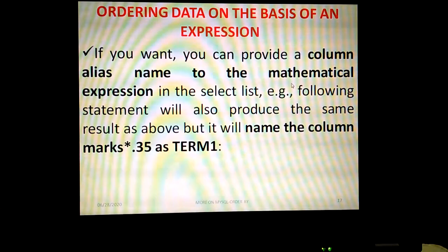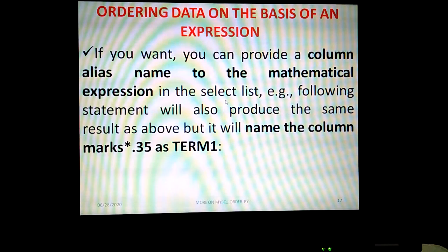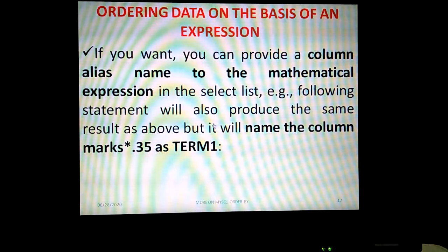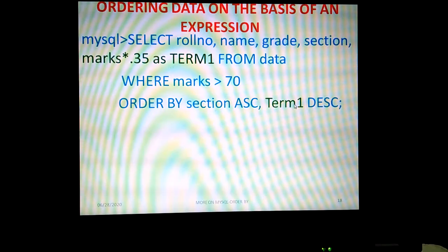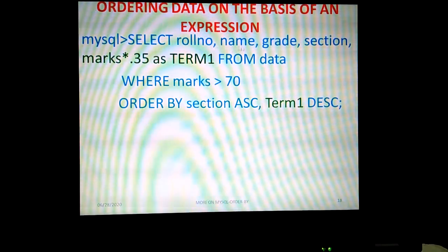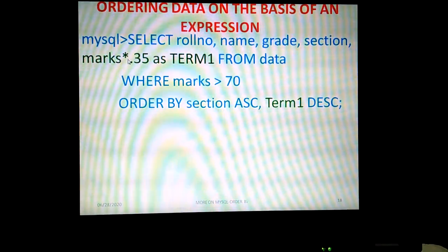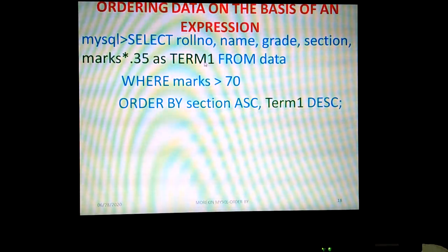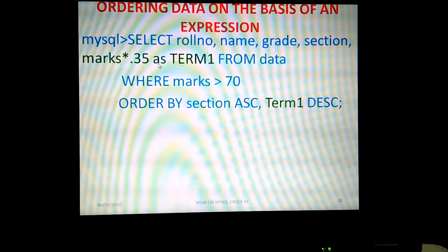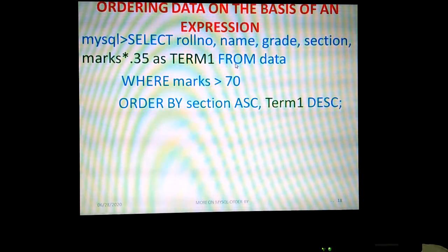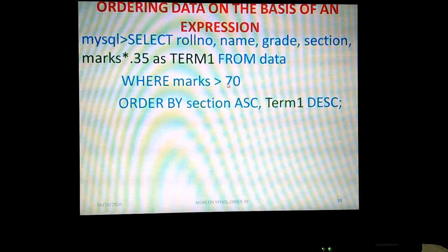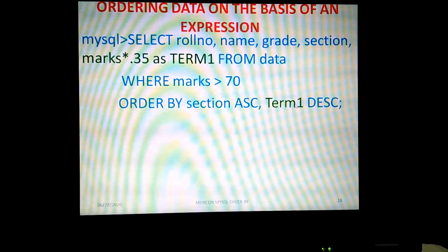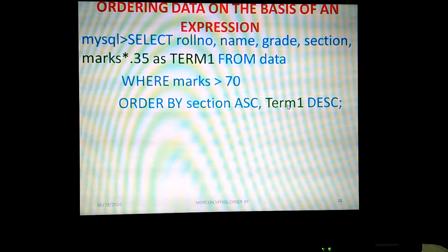For this mathematical expression, we can give an alternative name in the select list. By using the following example: select roll number, name, grade, section, marks star 0.35 as term 1. So this AS word you need to mention, term 1. That means marks star 0.35 is going to be displayed as term 1 in the result set, where marks greater than 70. Only this change we are making in the previous example, in order to change this mathematical expression name as term 1.